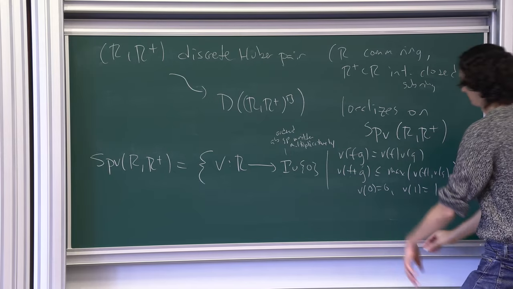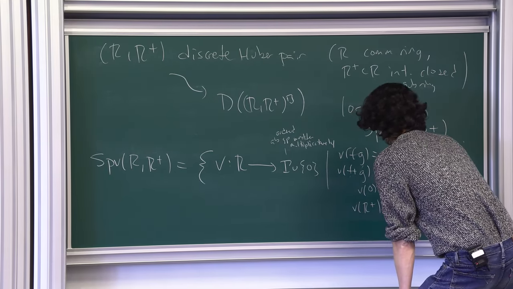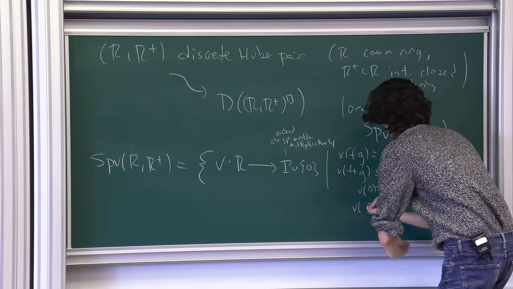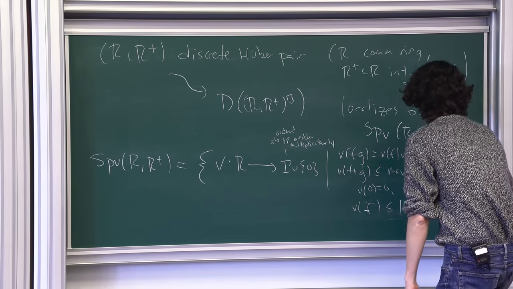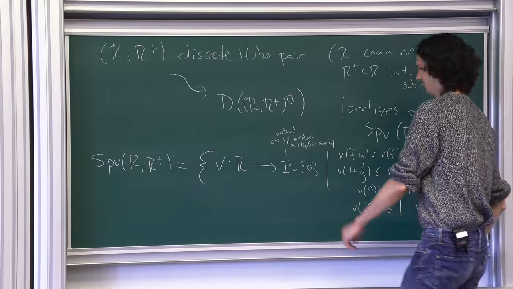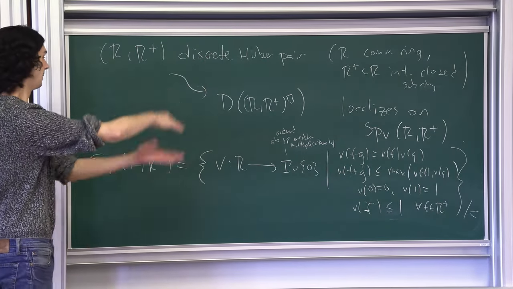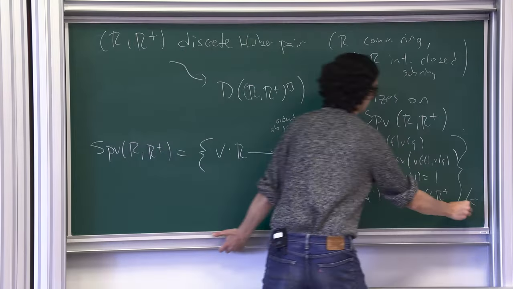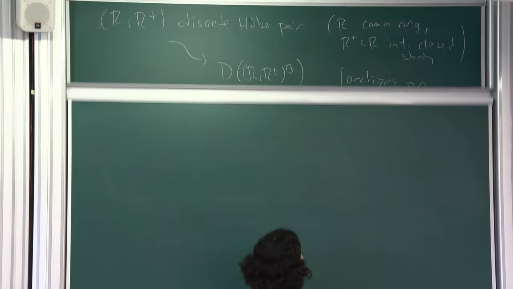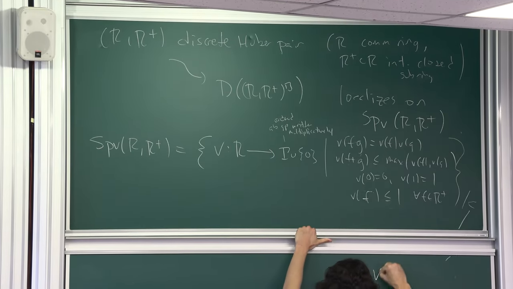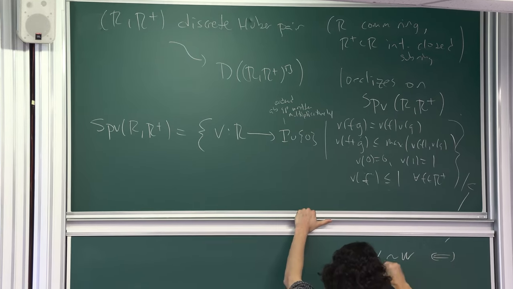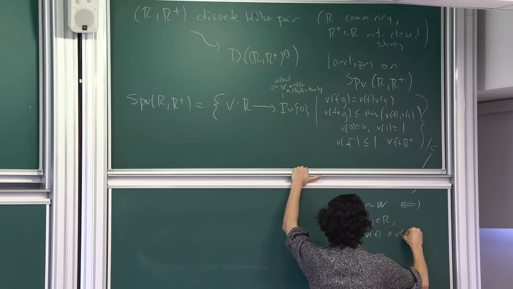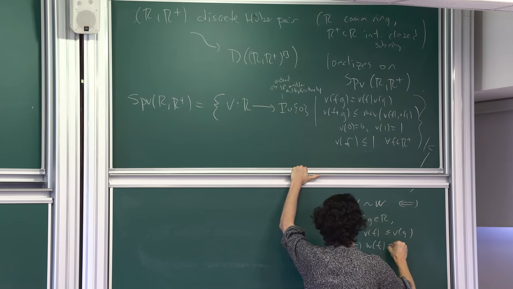And then we involve the subring R^+, so we ask that all of these be integral with respect to the valuation, so v(f) ≤ 1 for all f in R^+. And then there's an equivalence relation on valuations, because you could always, for example, enlarge the ordered abelian group in some arbitrary way without really changing what's going on. One way to describe this equivalence relation is that v is equivalent to w if and only if for all f and g in R, we have v(f) ≤ v(g) if and only if w(f) ≤ w(g).